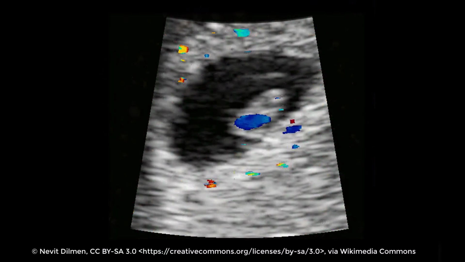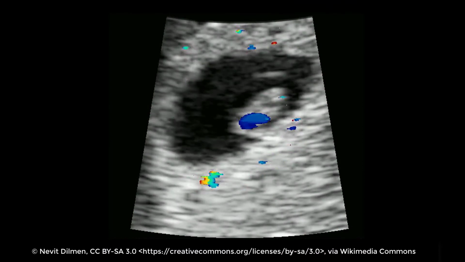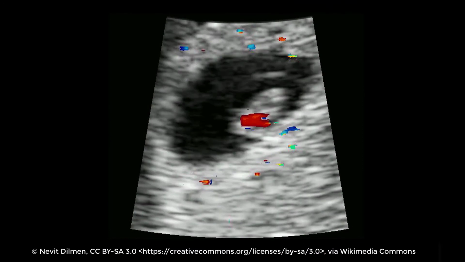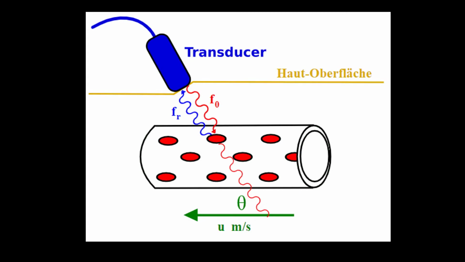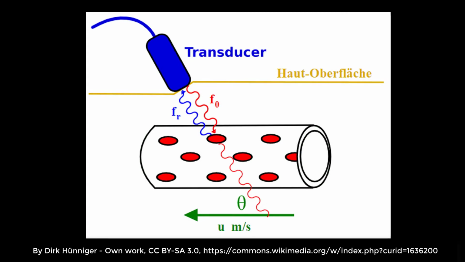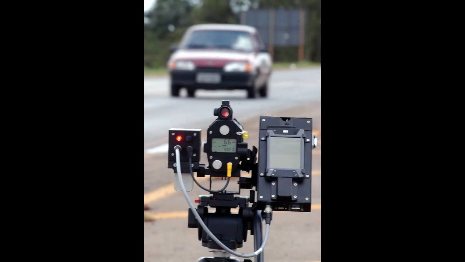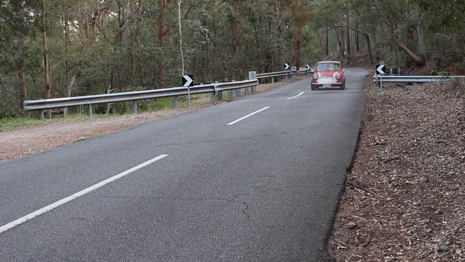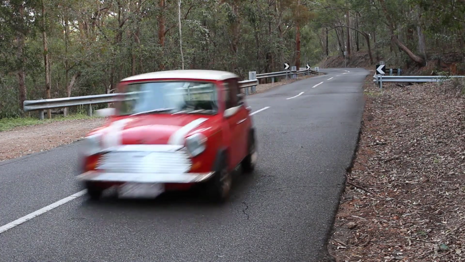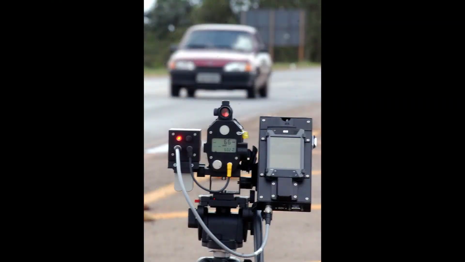Doppler ultrasound is a type of ultrasound used to visualize the movement of blood in vessels within the body. The Doppler effect is used to detect if the blood is flowing towards or away from the ultrasound probe. The Doppler effect is also used to detect if vehicles are speeding by sending radio waves from the speed gun to the vehicle. Speeding vehicles can be detected by a change in frequency of the radio waves returning from the vehicle.